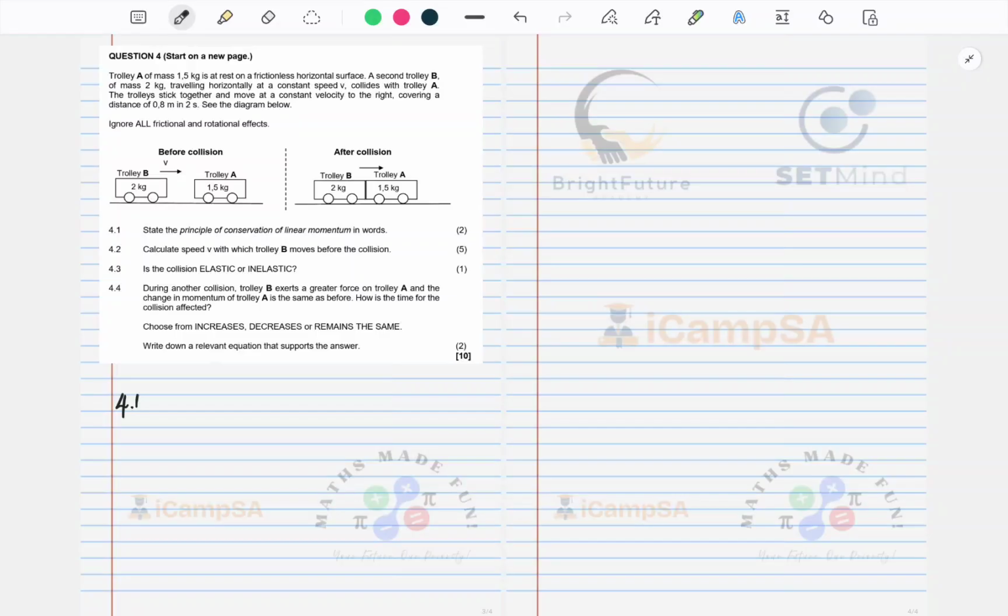So today we'll be doing this question paper. This is the May/June 2025 question paper, physical science. Okay, let's start. This is question 4.